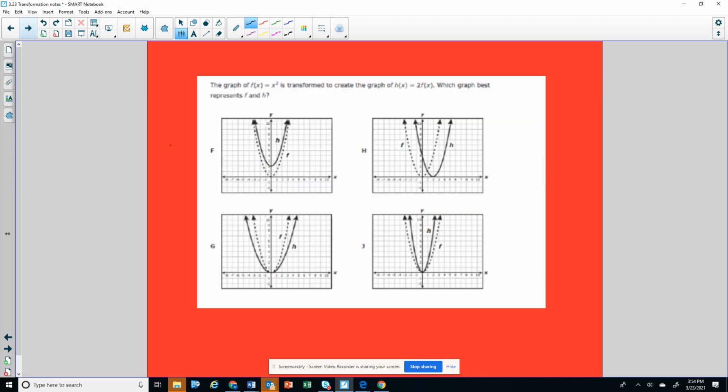Next one. The graph of f of x is x squared. Again, that's the parent graph, and it's transformed into h of x is equal to 2f of x. Again, if you notice this 2 right here, this 2 just means that the graph got stretched. So which one got stretched from the original graph? Well, if you look at it, it's going to be J, all right? J is skinnier than F.